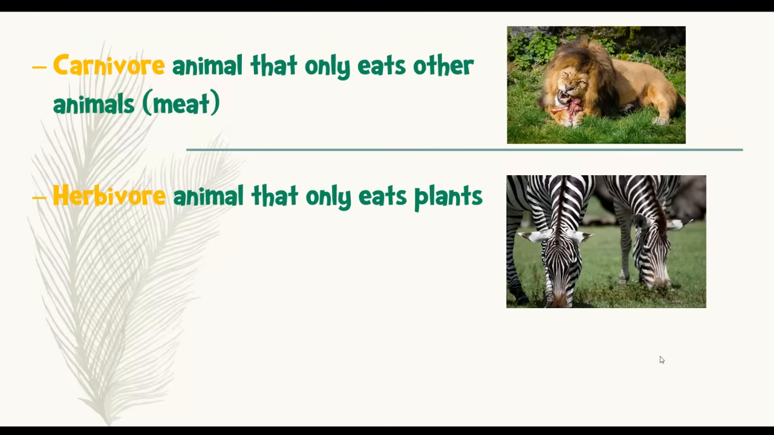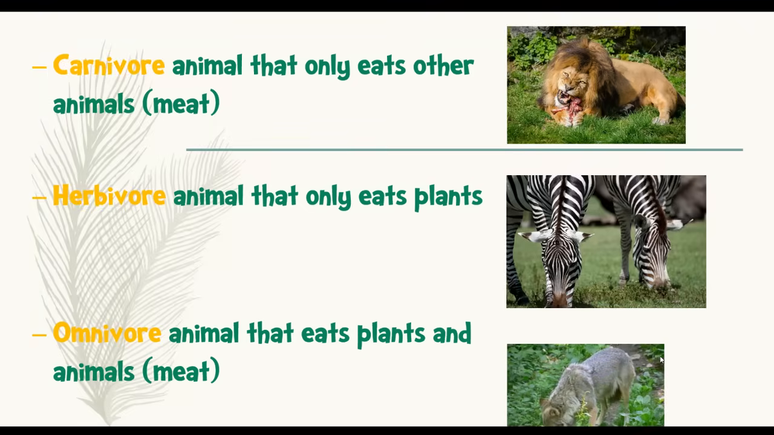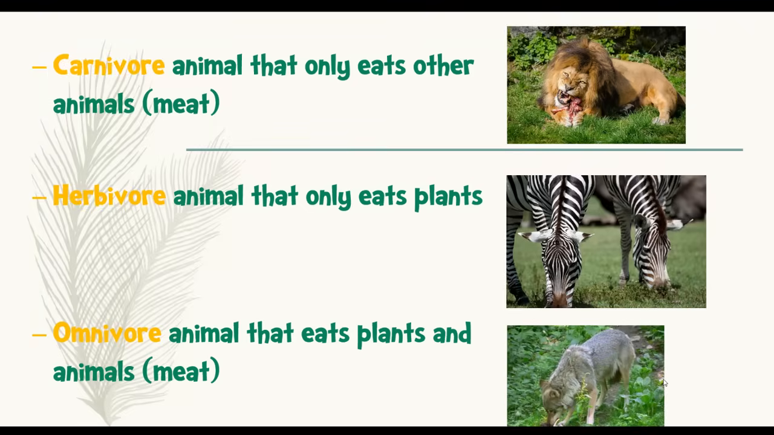Then we have animals that are omnivores. These omnivores eat plants and animals, which means they have sharp and flat teeth, which again is the coyote. He eats animals and plants like berries.